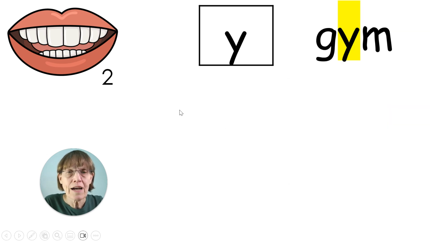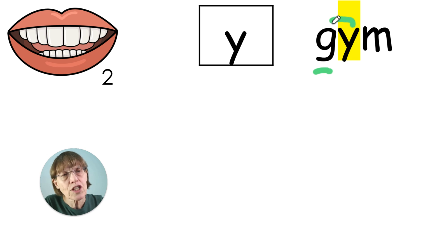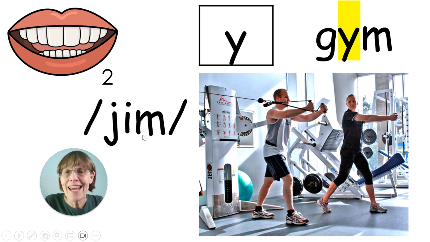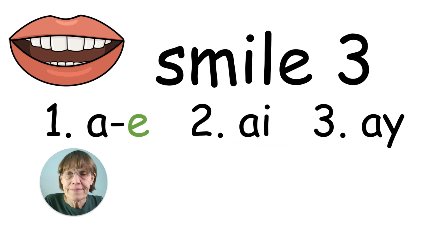And here we have, please read this word. So here we have the soft G, J, I, M, gym. Where the Y says I, gym.